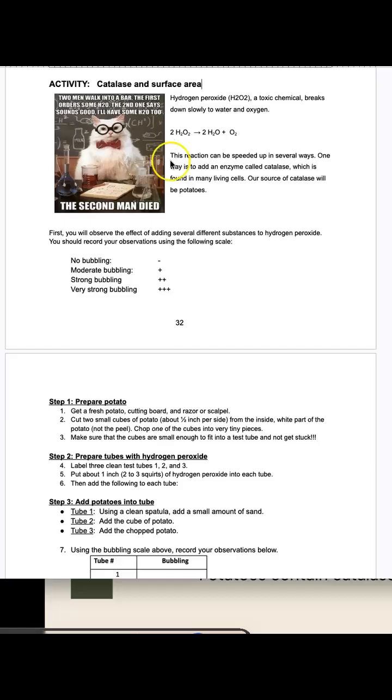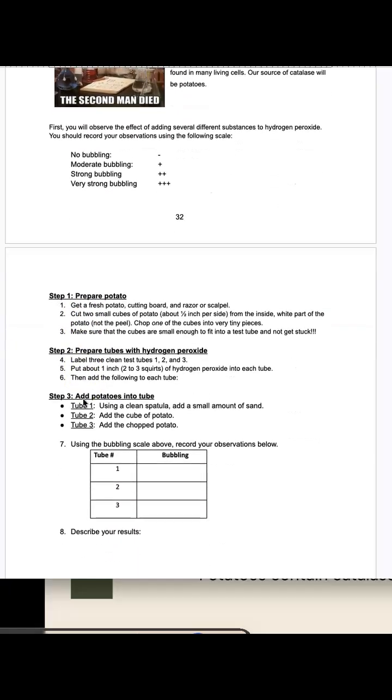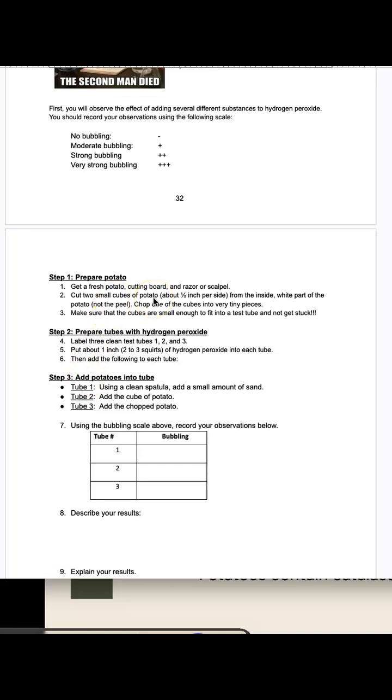So you saw real quick, after we prepared the potatoes, we had the cubed potato versus the minced potato, and then we had our sand, that as soon as we add the hydrogen peroxide, we could start seeing some bubbling. So note which tube you saw what. So tube 1, with the small amount of sand, we saw basically no bubbling. So that should be a minus.